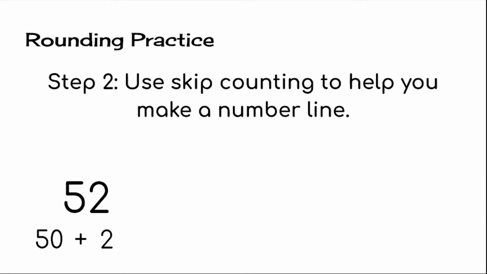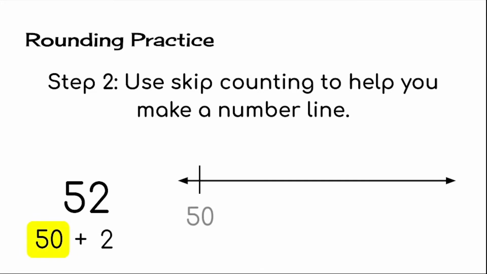Step 2, use skip counting to help you make a number line. Well, my number line is going to start with that 50 from the expanded form. Then I'm going to use skip counting by tens, 10, 20, 30, 40, 50. What's next? That's right, the other end is going to be 60.